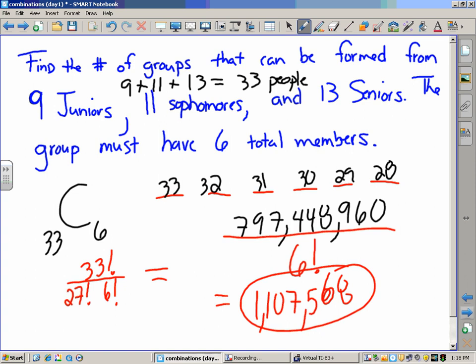How would you make that a permutation question? You would have to say the first person that I choose is going to be the president. The second person that I choose is going to be the vice president. The third person I'm going to choose, and I have 6 categories that I have to choose them for. So then it matters who I choose first.